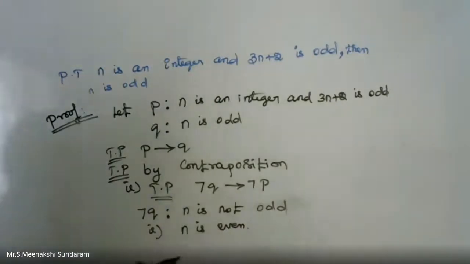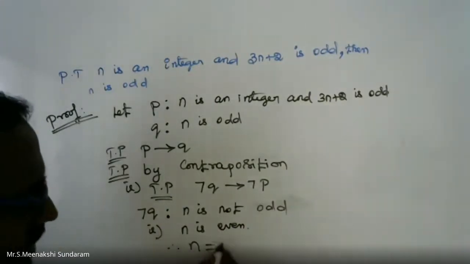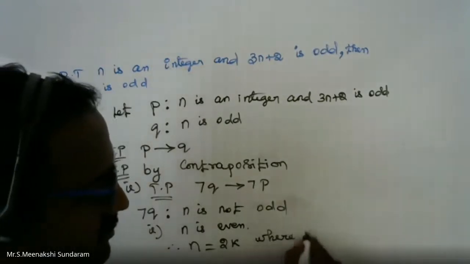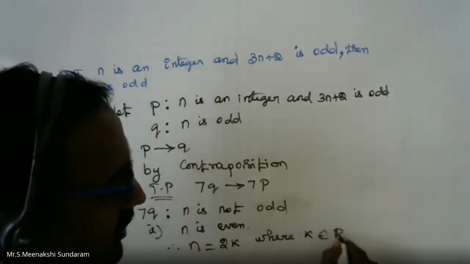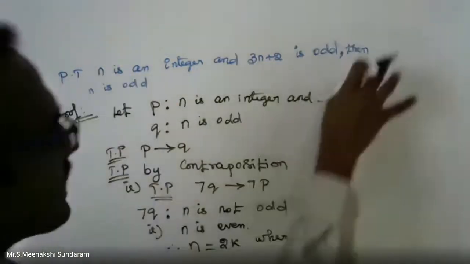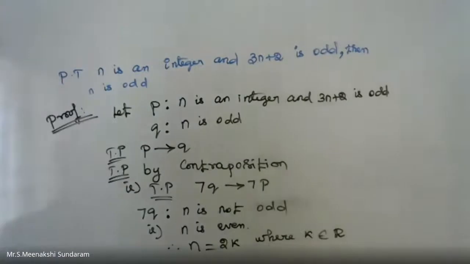n is even, meaning n can be written as 2k, where k is an integer. Or k belongs to any real numbers. They don't say it's an integer, no other word is saying integer, that's why I can take it as a real number. So n is even, that's why n is equal to 2k, where k belongs to R.